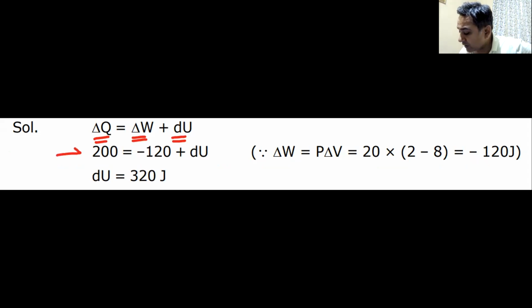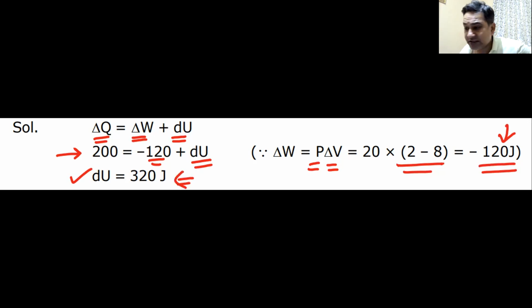Heat given is plus 200. Work done is not known. Change in internal energy. You have to find out how you will get work done. It is a constant pressure process. P is constant multiplied by change in volume. Final volume is 2, initial volume is 8. 2 minus 8. So it automatically becomes minus 120. Do we understand this? From here, it's simple addition. Add, subtract, and you get the change in internal energy is 320. This is positive. That means the temperature has increased. Do we understand this?